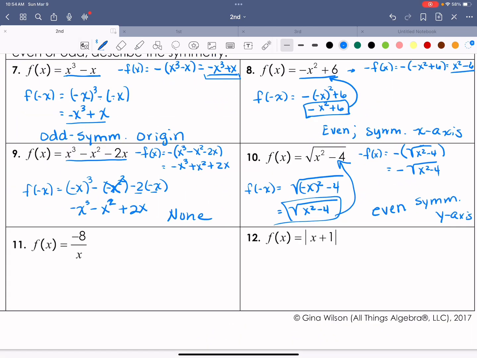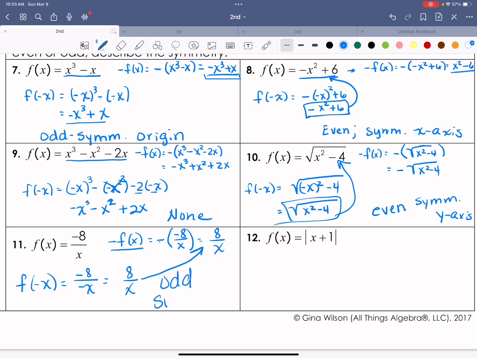Okay, for number 11, first I'm going to find negative f of x by doing negative of everything that is there. All right, a negative times a negative is going to be positive. So negative f of x is positive 8 over x. Now let's substitute negative x into our function and let's see what happens. I'm going to have negative 8 over negative x. Negative over negative is positive. So which one does it match? Well, it matches the negative f of x. Therefore, it is odd and it is symmetrical about the origin.